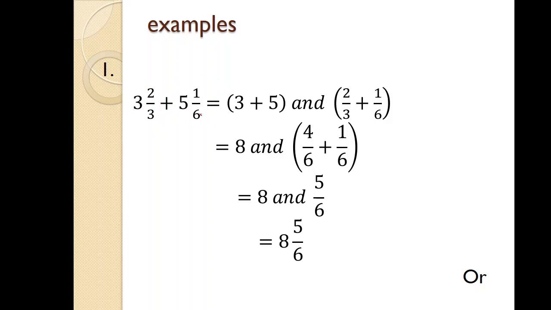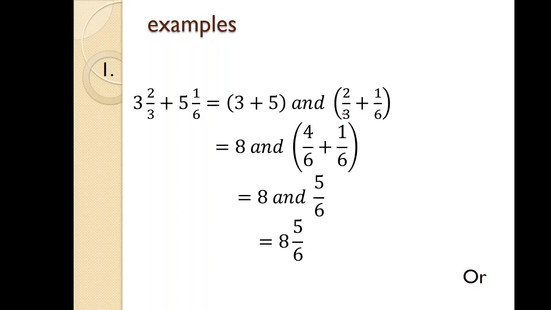So by using the first method, which says we can separate the whole number part and the fractional part, first you can see the whole number parts, 3 and 5. We separate them, and the fractional parts we have 2/3 plus 1/6. You can add those separately. The next step, 3 plus 5 is equal to 8, and for us to add these two fractions, first we have to make sure that they have the same denominators.